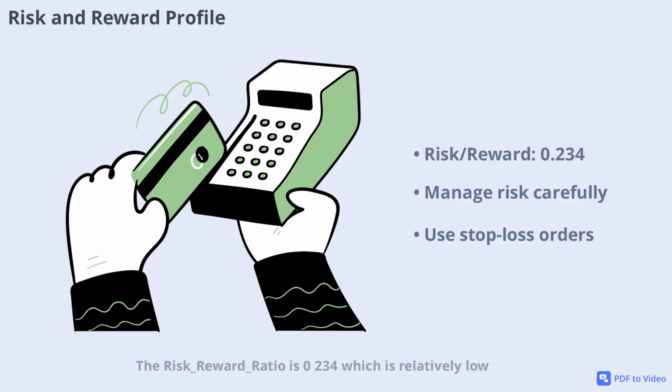The risk-reward ratio is 0.234, which is relatively low. This means that while there is potential for gains, the risk per unit of reward is higher than ideal. Traders should be cautious and use tight stop-loss strategies, especially given the elevated volatility and rapid price movements observed in recent sessions.